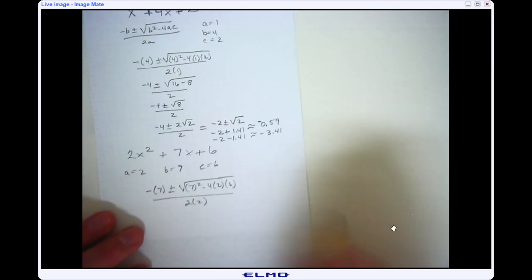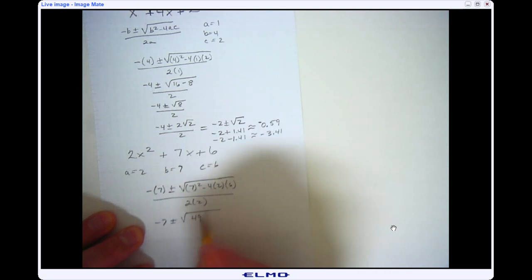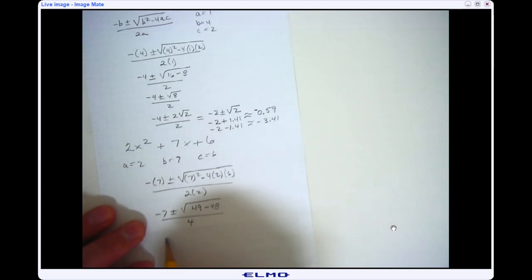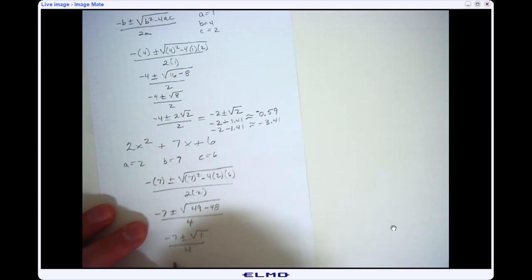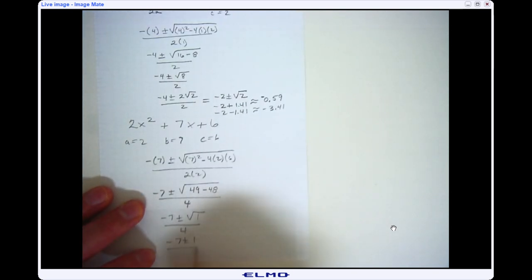And again, if I do the math, negative 7 plus or minus the square root of 7 squared, which is 49. Negative 4 times 2 is negative 8 times 6 is negative 48. And then 2 times 2 is 4. So then 49 minus 48 is 1, which is always nice because that's going to be a perfect square. So the square root of 1 is 1. So now I have negative 7 plus or minus 1 over 4.